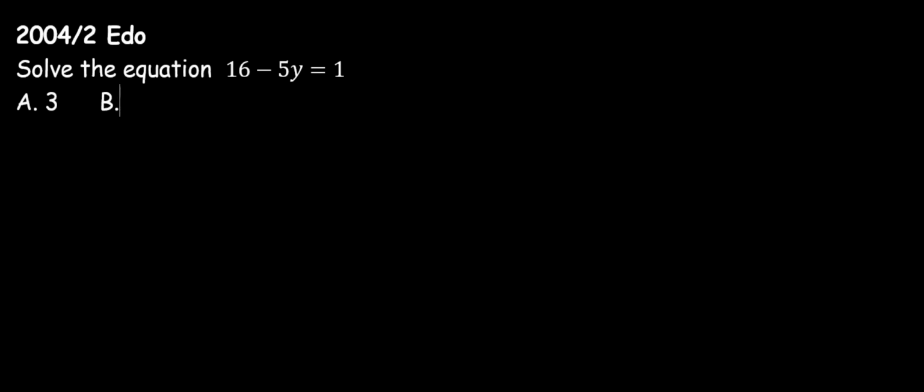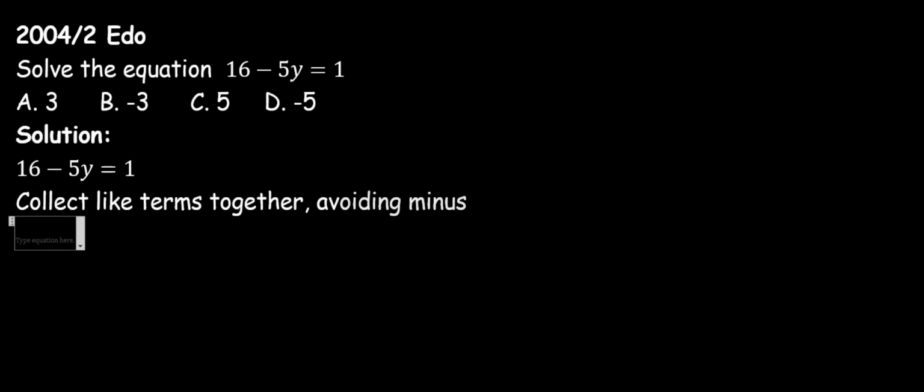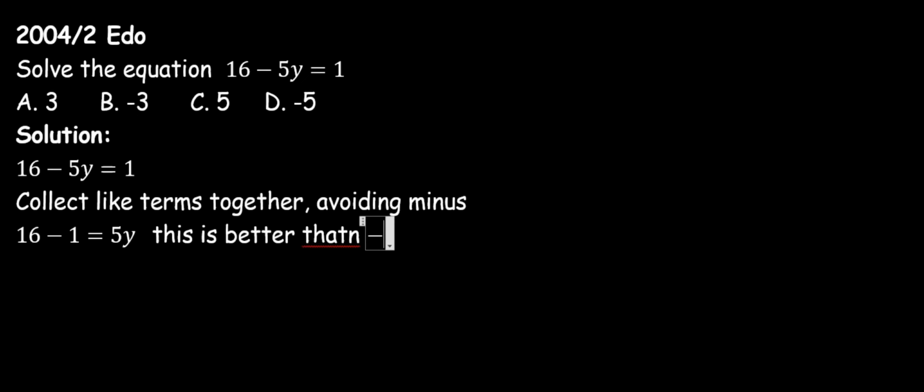The options are given. Solution. We write out our problem: 16 minus 5y equals 1. Next, we collect like terms together, avoiding minus. We now have 16 minus 1 equals 5y. This is better than minus 5y equals 1 minus 16.